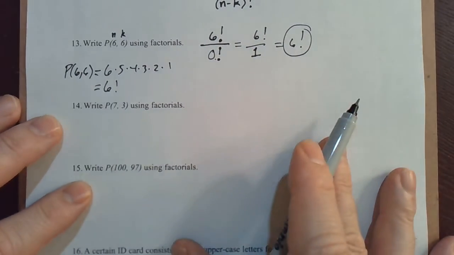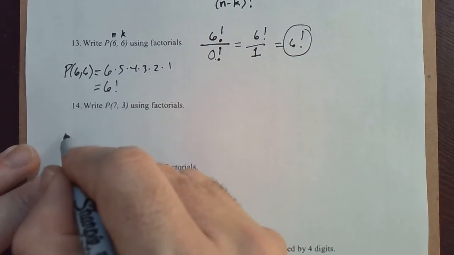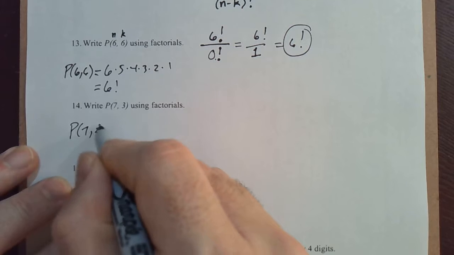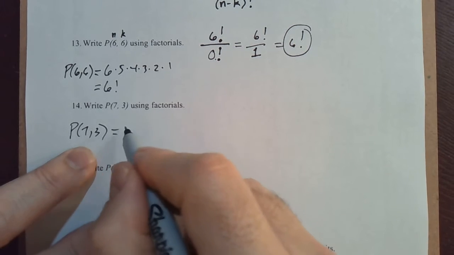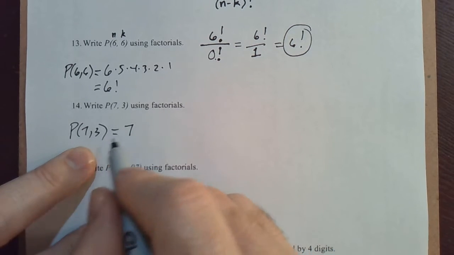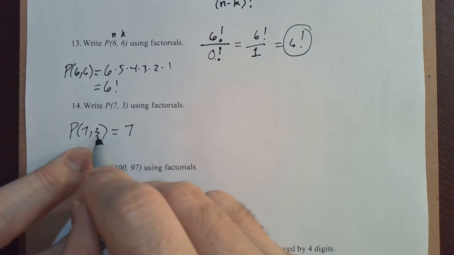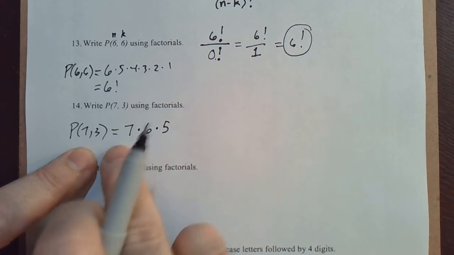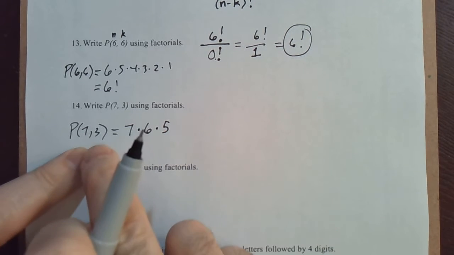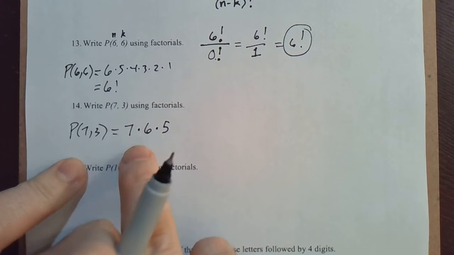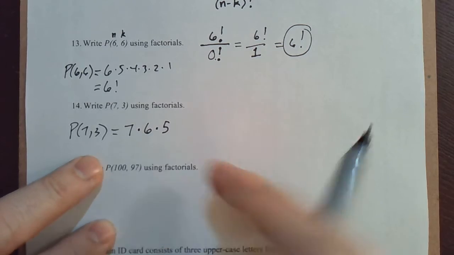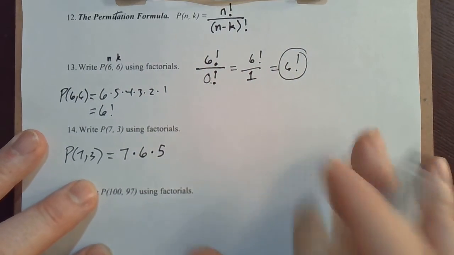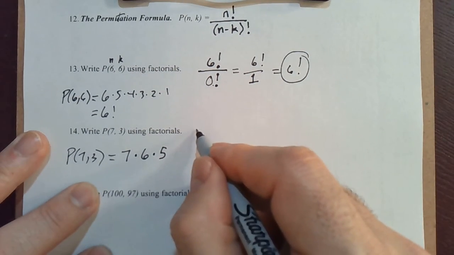The old way would have been saying P73 is, you start with 7 and it's basically the first 3 terms of 7 factorial. 7 factorial would go 7, 6, 5, 4, 3, 2, 1, but we're only going to write 3 terms, 7, 6, 5. Let's plug it into the formula and make sure that it works. Yeah, of course it does.